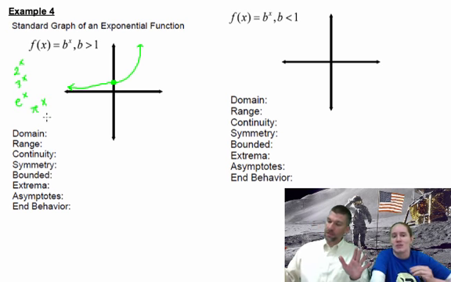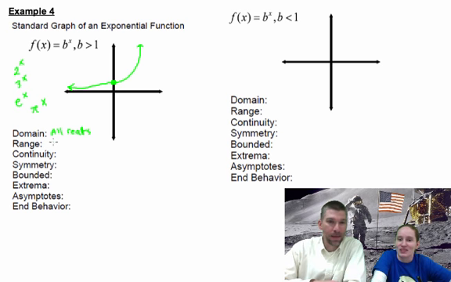Slow down that craziness. But this analysis that we're about to do should be really similar for all of these things that have some number bigger than 1 to the x power. So domain, we can plug anything we want in. So all reals. Negative infinity, positive infinity, all reals, capital R. Sorry.